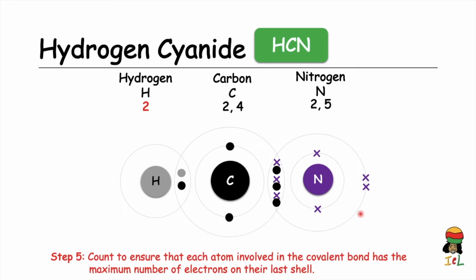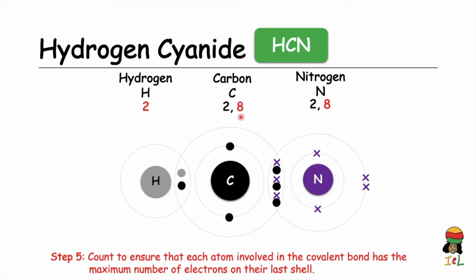Next, we count the electrons on nitrogen. 1, 2, 3, 4, 5, 6, 7, 8. Nitrogen has a maximum of 8 electrons on its last shell now, giving it a stable electron configuration of 2, 8. Then to the central atom, carbon, 1, 2, 3, 4, 5, 6, 7, 8. The central carbon also has a maximum of 8 electrons on its last shell, therefore has a stable electron configuration of 2, 8.